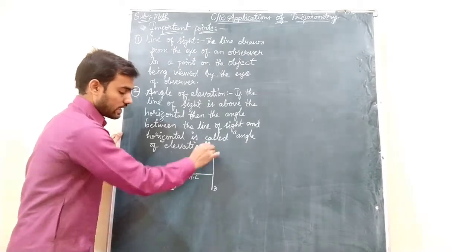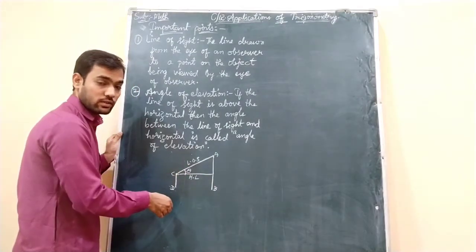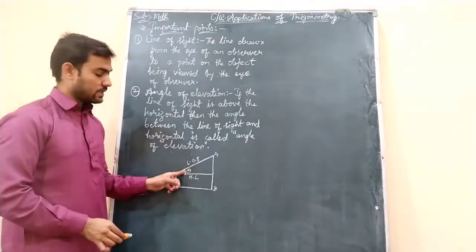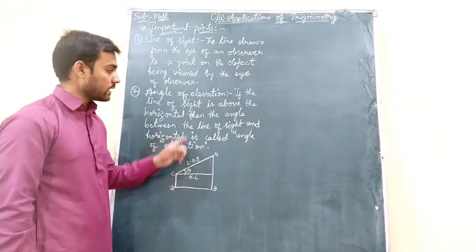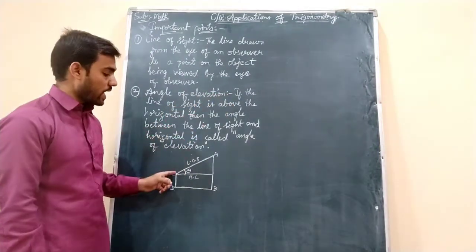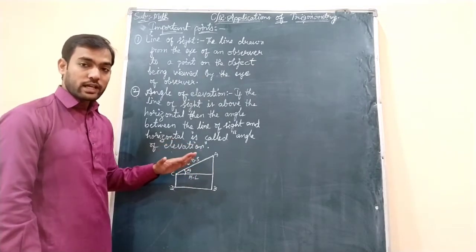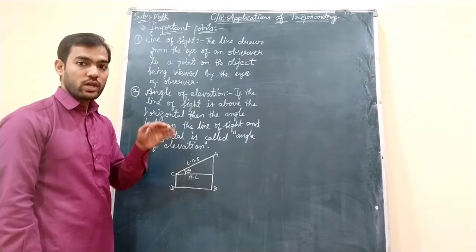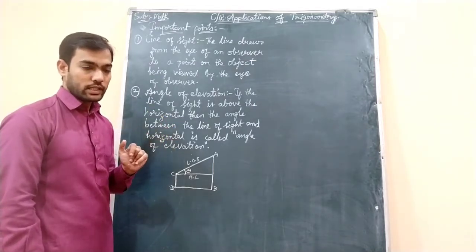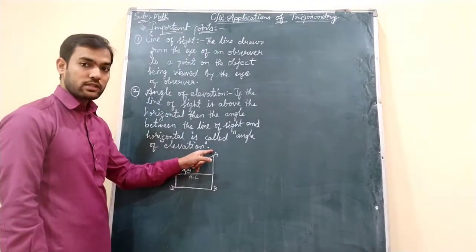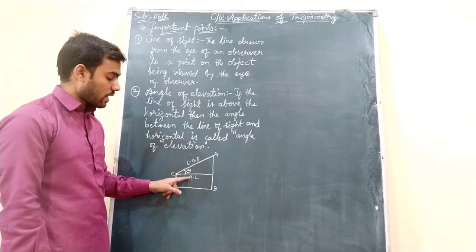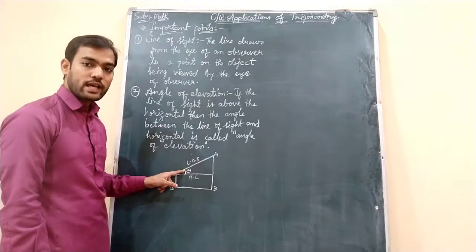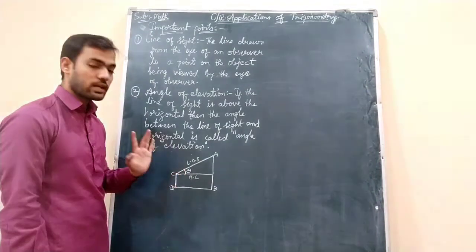AB is the height of the tree, CD is your height, and this is the horizontal. So like this we will take this as the angle of elevation. I will explain again. Angle of elevation is when your line of sight is above the horizontal, as you are raising your head to see the top of the tree, which means your line of sight will be above the horizontal. If you are lowering your head, then it will be below the horizontal. Here you are seeing the top of the tree, which is taller than you, so the line of sight is above the horizontal line. The angle between the line of sight and the horizontal line is called the angle of elevation. Understand? So this is your angle of elevation.